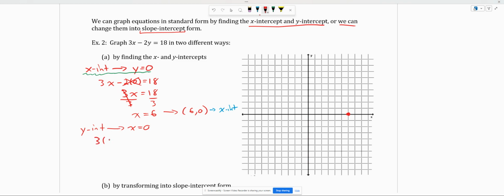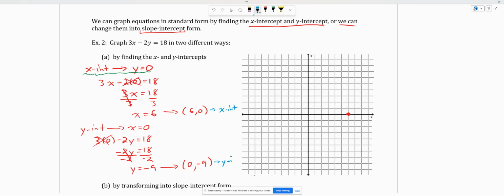So 3 times 0 minus 2y is equal to 18. Again, that's going to cancel out to 0, so I'm going to be left with negative 2y is equal to 18, and divide both sides by negative 2 is going to leave me with y is equal to negative 9. Therefore, when x is 0, y is negative 9, and this is our y-intercept.